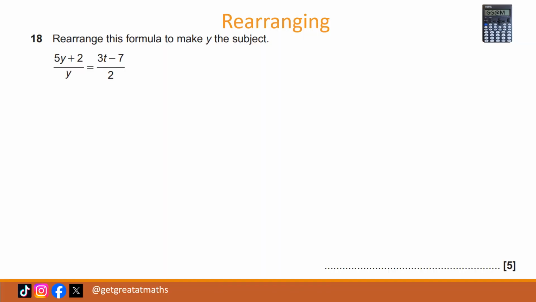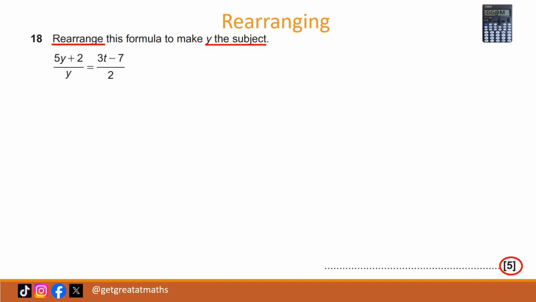This is a question on rearranging, and it is a really important topic that you grasp and understand, because a lot of students find it really difficult to rearrange. This is the last question on this paper, and the keywords in the question are rearrange, make Y the subject, and it is worth 5 marks.